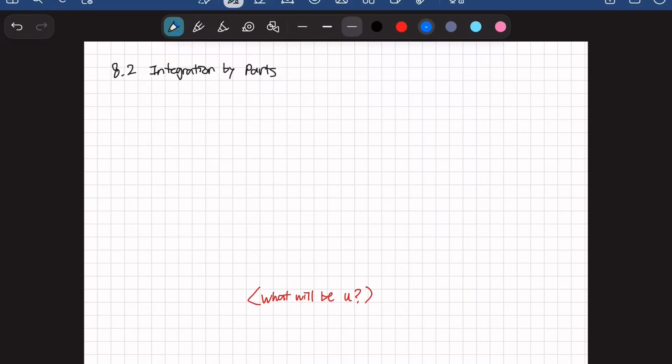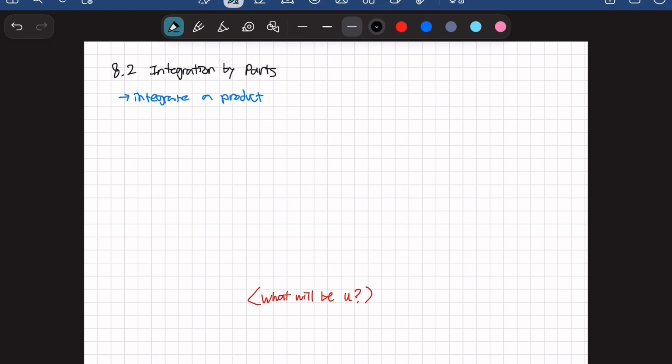Hi everyone, today I'm going to explain the idea of integration by parts. Integration by parts is a technique we use when we want to integrate a product of two functions. Sometimes normal substitution doesn't work well, so this method helps us break the integral into something easier.